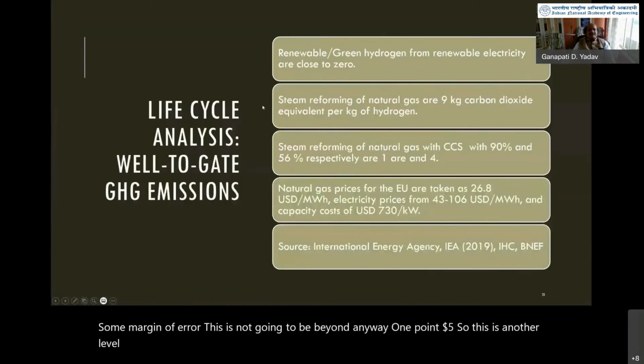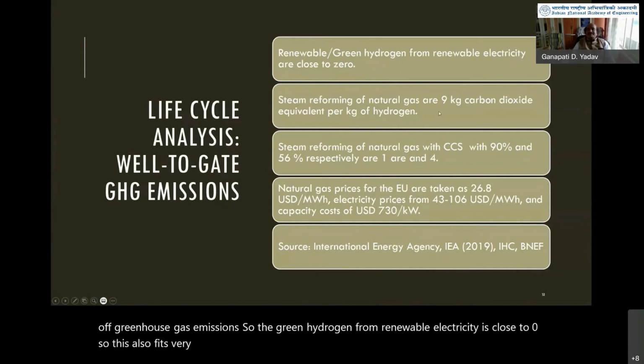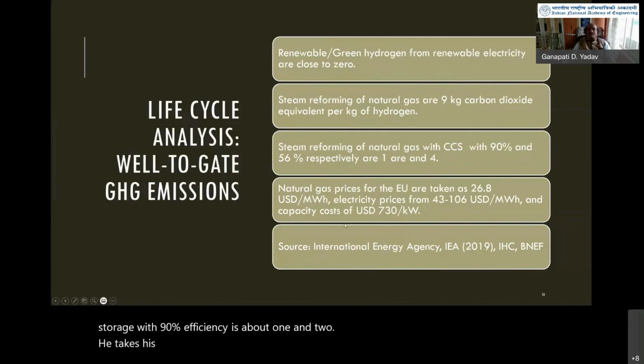So we also did the life cycle analysis, well to gate, of greenhouse gas emissions. The green hydrogen from renewable electricity is close to zero, so this also fits very well. Steam reforming of natural gas is 9 kg carbon dioxide per kg of hydrogen. Steam reforming of natural gas with carbon capture and storage with 90% efficiency is about 1.56. And this is based on the natural gas prices in the European Union. This data I sourced from the International Energy Agency.